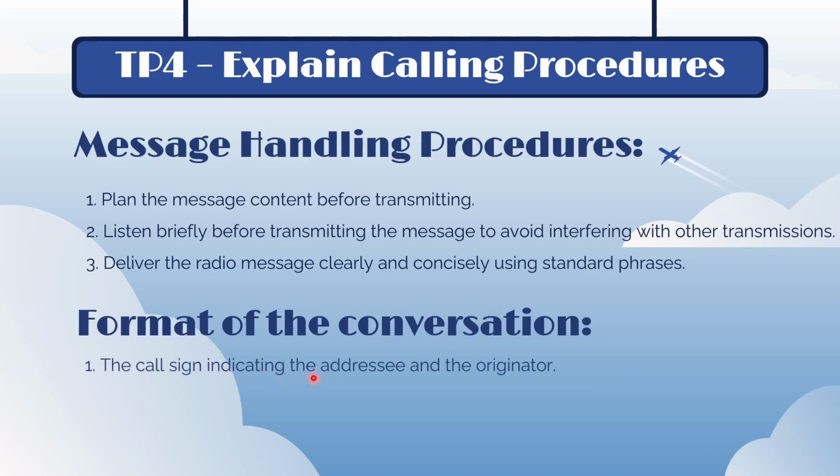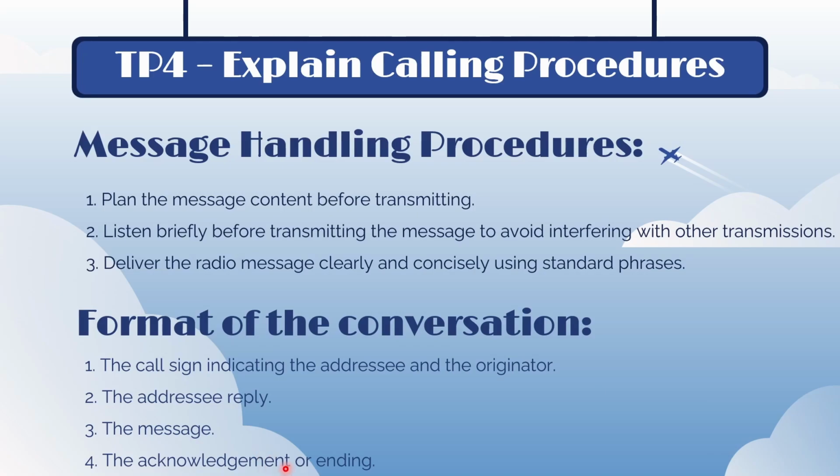And the format of the conversation usually goes a bit like this. The call sign indicating the addressee and the originator, the whole thing we just went through. And then the addressee replies, saying "Ottawa Tower, go ahead." That is the addressee reply. And then you've got the actual message, whatever the message is. Maybe it's that we want to land on a runway, whatever the situation is, say your message. And then finally, probably the ATC, or whichever side isn't the addressee, will acknowledge it, and then you would acknowledge it again, and then say your call sign and "out" to end the conversation, right? So that's basically how you do radio conversations.